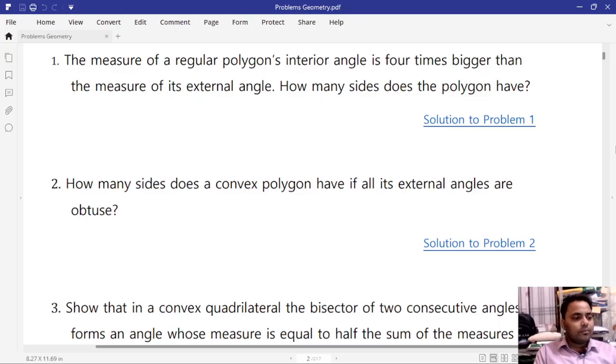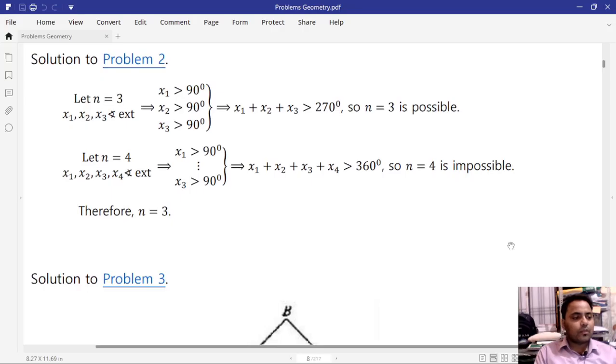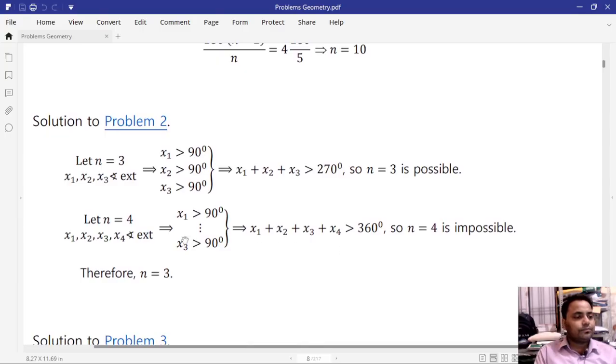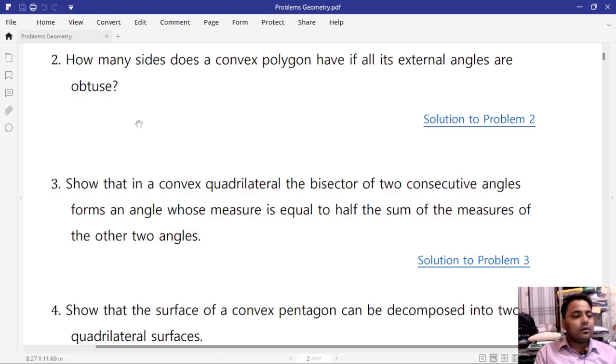Now in the second problem, how many sides does a convex polygon have if all its external angles are obtuse? So for this you can see here what we have already given in the problem. The problem is asking how many sides does a convex polygon have if all its external angles are obtuse.